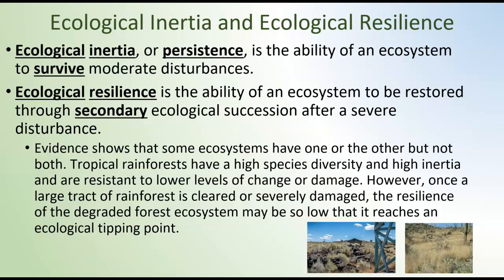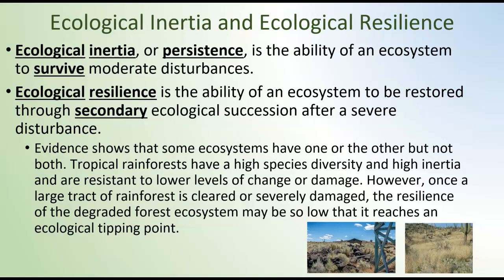Ecological inertia, or persistence, is the ability of the ecosystem to survive those disturbances that may occur. Some ecosystems might not be able to survive a disturbance, especially if they're not well developed. Ecological resilience is the ability of an ecosystem to be restored through secondary ecological succession after a severe disturbance. So having resilience for an ecosystem is a good thing. That means they're going to be able to restore the ecosystem after a severe disturbance.